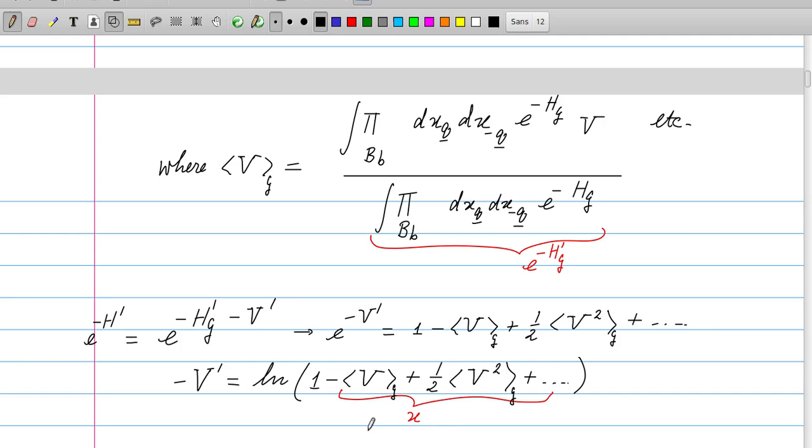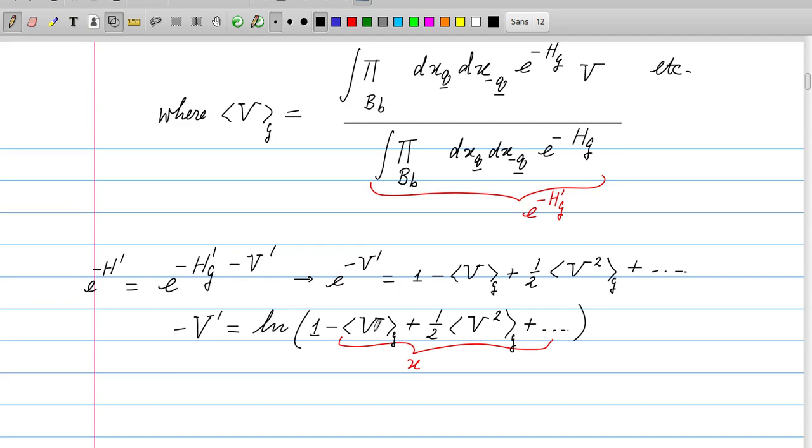Now, in order to find v primed explicitly, we take then the logarithm on both sides. So here we have a minus v primed, and on the right hand side we have a logarithm of 1 minus etc. And the perturbation terms, v and v squared, all the remaining terms are called x. X is a small parameter, and so we now perform a Taylor expansion of the logarithm in order to find a systematic approximation, a systematic expansion of v primed in terms of the powers of v inside the expectation values.